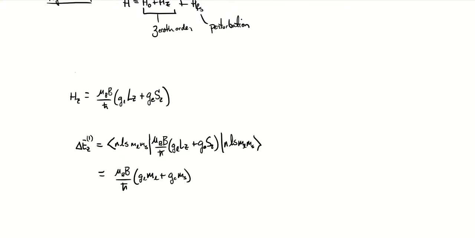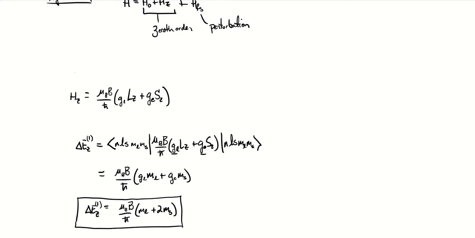Or if we use the hydrogen atom, that g_L is 1, the g_e is 2. So this gives us mu_B B over h bar times the orbital magnetic quantum number plus 2 times the spin magnetic quantum number. And that is our first order shift due to our strong external Zeeman magnetic field. And the perturbed eigenstates are actually just these same n, l, s, m_l, m_s states. It's first order, it's diagonal in that basis.